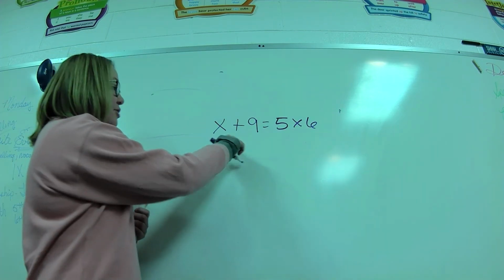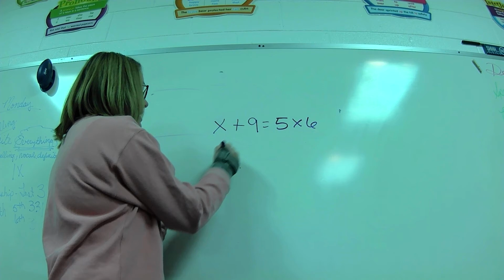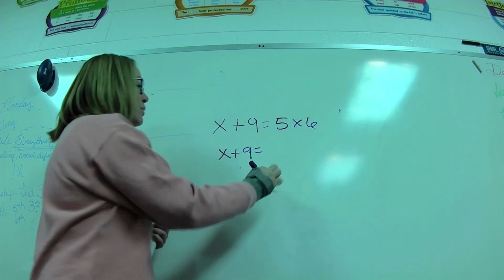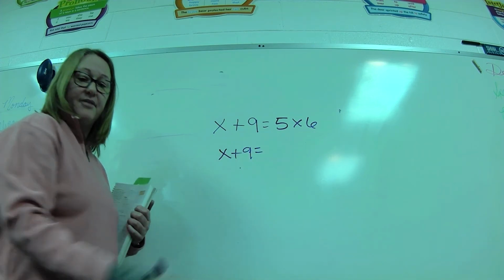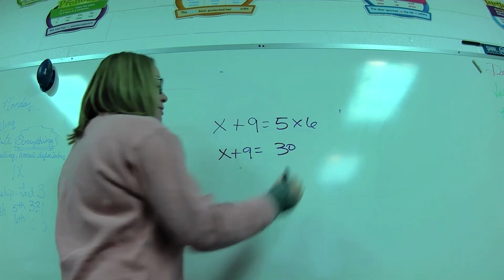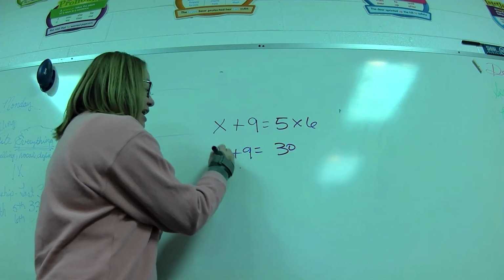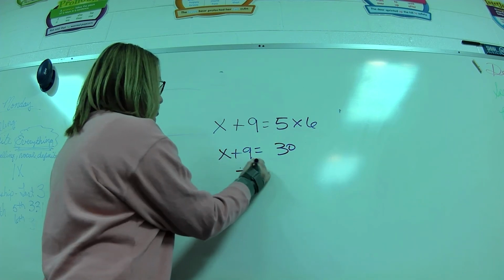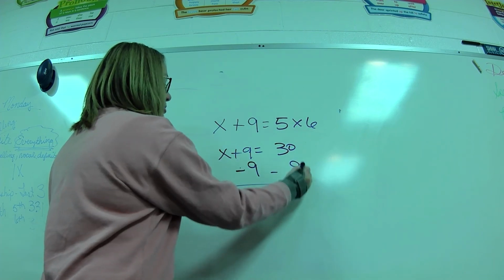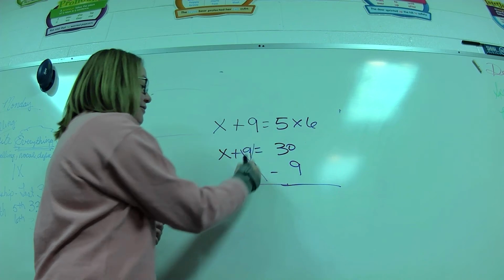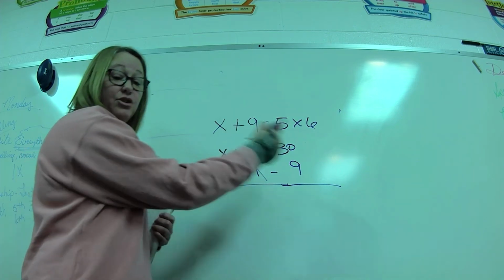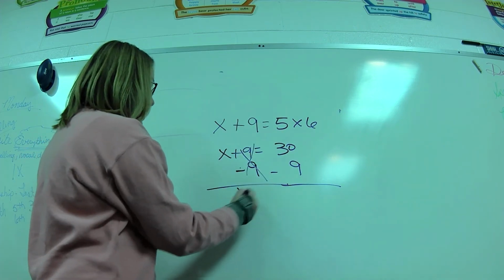All right, we have x plus 9 equals 5 times 6. Well, we do not know the value of x, so we're going to bring x plus 9 down. We can solve 5 times 6. 5 times 6 is 30. Remember, when it's an addition problem, I have to use subtraction to get the variable by itself. So I'm going to subtract 9, and I'm going to subtract 9 on that side as well. Whatever I do to one side of the equal sign, I have to do to the other side. So now I have x.